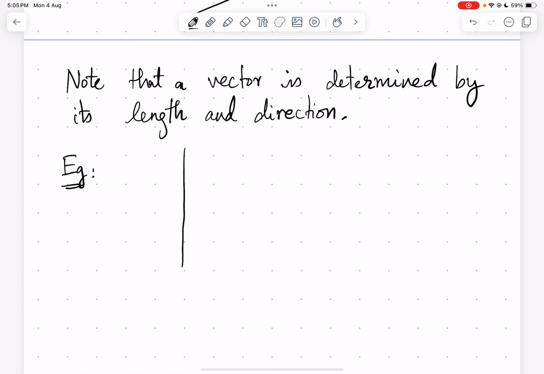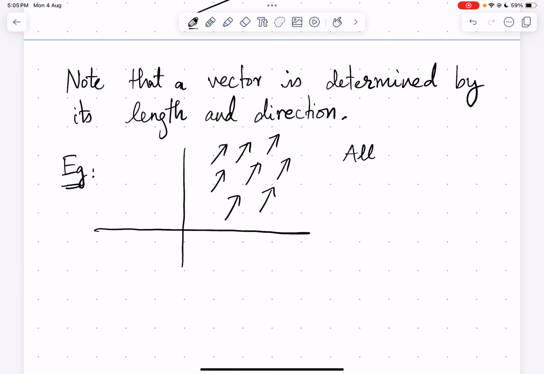For example, all these vectors are equal. All these vectors have the same length and the same direction, hence they are equal. A vector is determined by its length and direction. Okay, so a vector is just a directed line segment and it is determined by its length and direction.